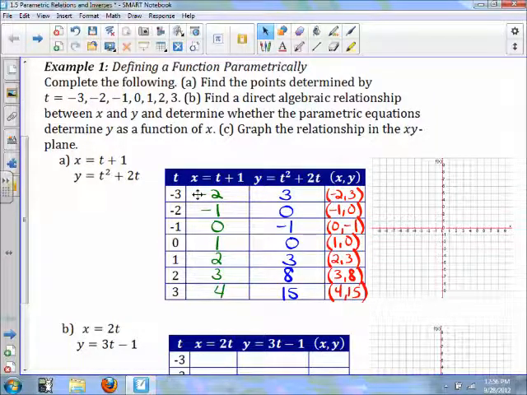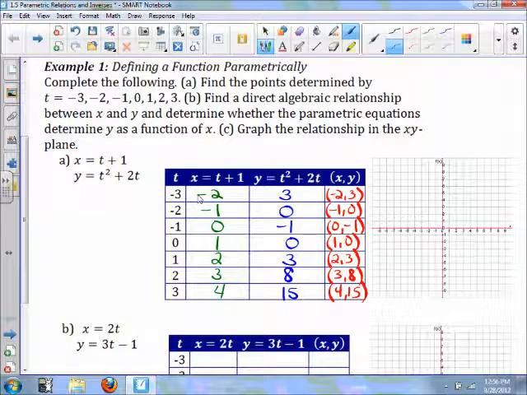Now when we plot these points, we'll plot -2, 3. -1, 0. 0, -1. 1, 0. 2, 3. 3, 8. And then we'll have 4, 15, which would be pretty high up. Put a line through them. That's what we have. There's the point 4, 15.